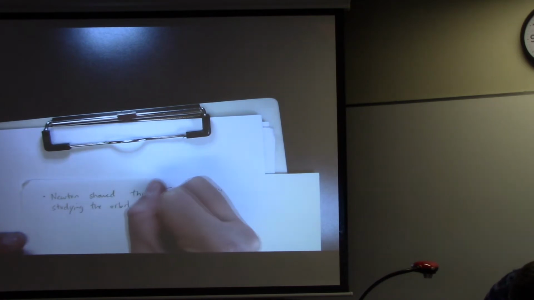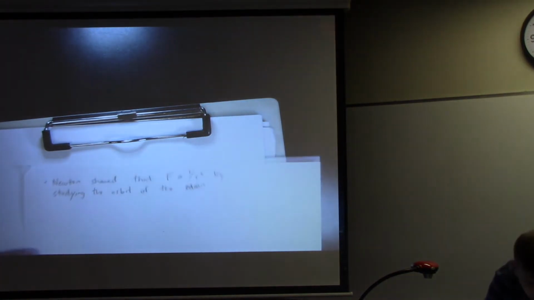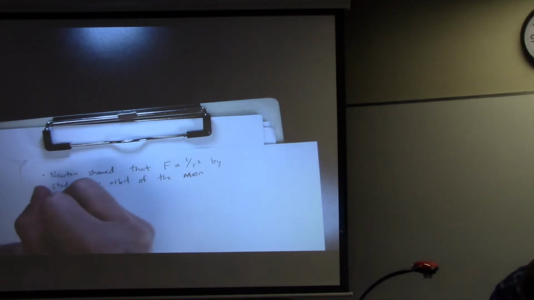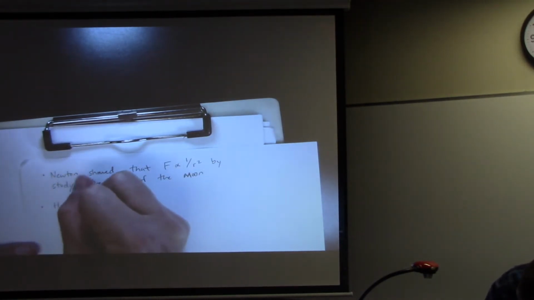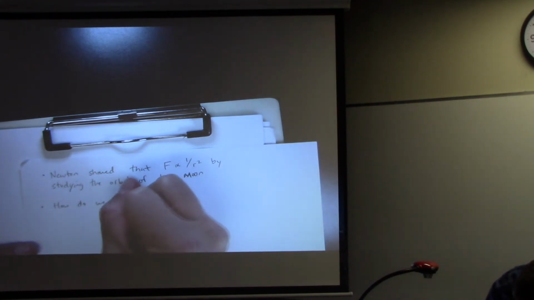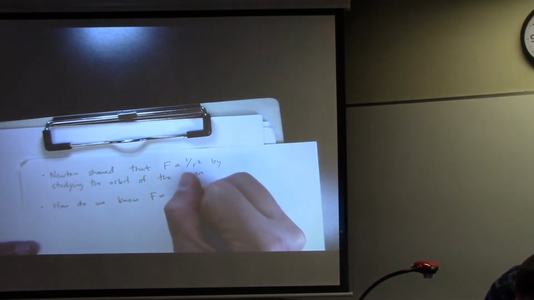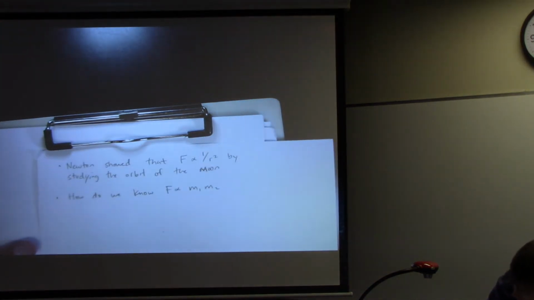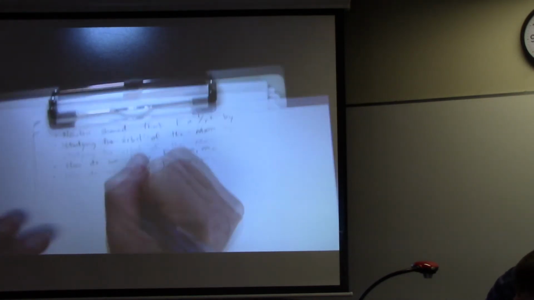Okay, so I already kind of explained how we got this inverse square law. It's by studying the orbit of the moon. But you might also ask, how did he figure out, or how do we know, that the force is also proportional to the masses, or the product of the masses in particular? Well, for this, let's just sketch out a little diagram.